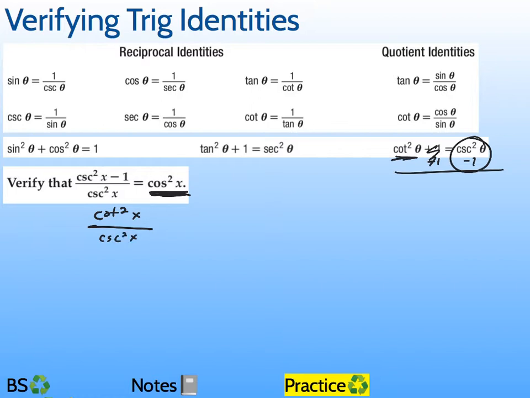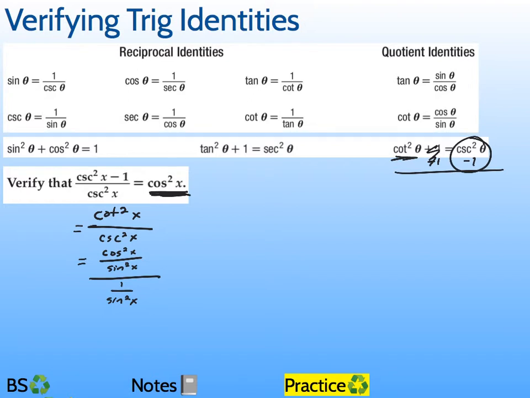Now, like we were doing before, this will be easier if we rewrite it in terms of sine and cosine. So cotangent squared is cosine squared over sine squared, all over cosecant squared, which is 1 over sine squared.